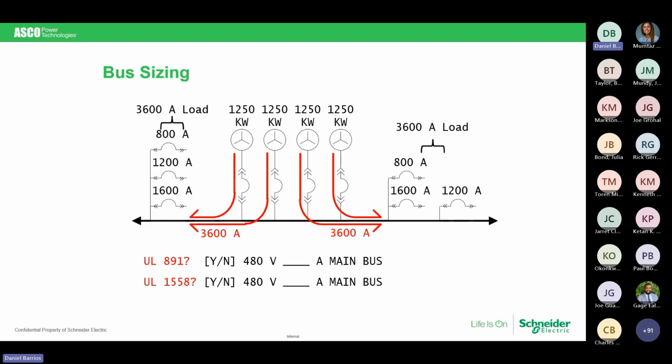If I had 5,000 amps of load on the right side, I not only have the 2 generators on the right contributing ampacity, but I have generators on that left side also flowing. And because of the size of the load on that end, I may still need to give you a 5,000 or a 6,000 amp bus.